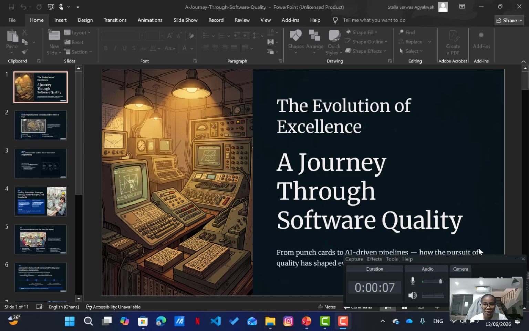The evolution of excellence, a journey through software quality.